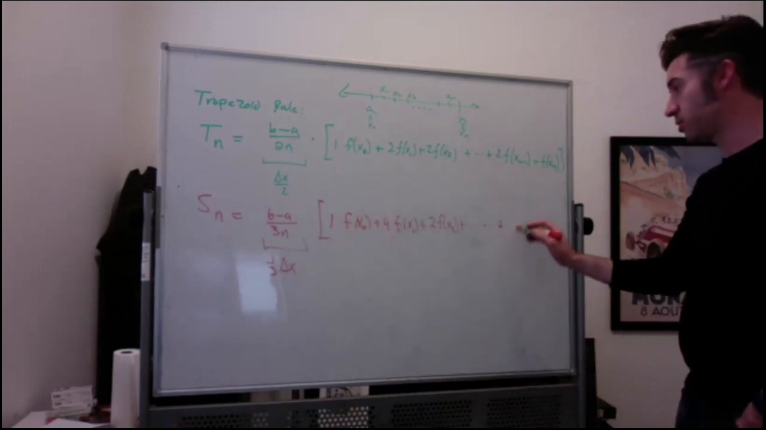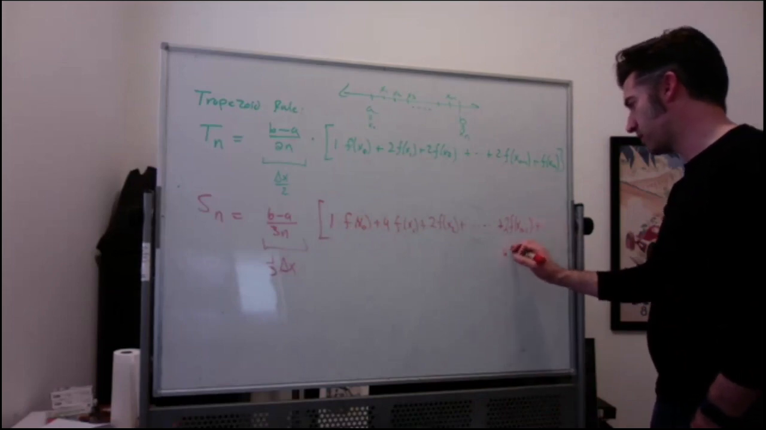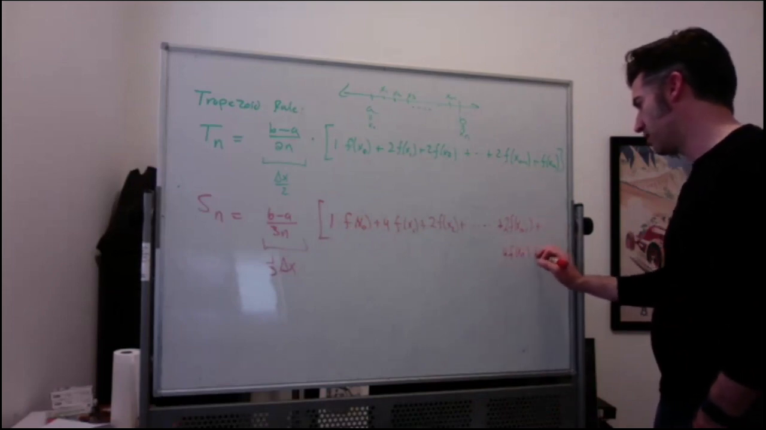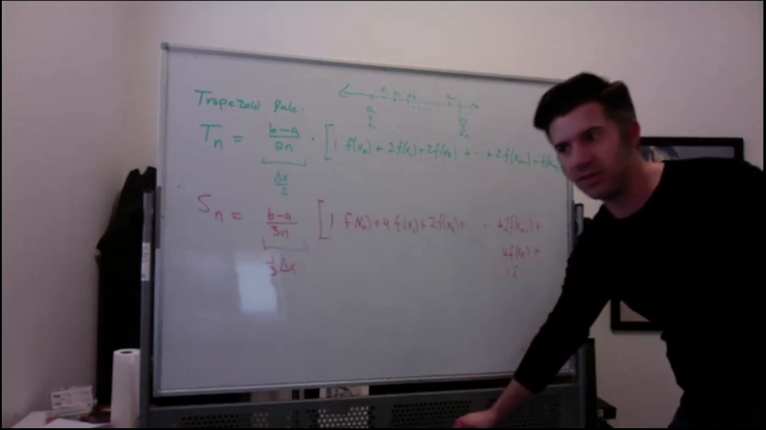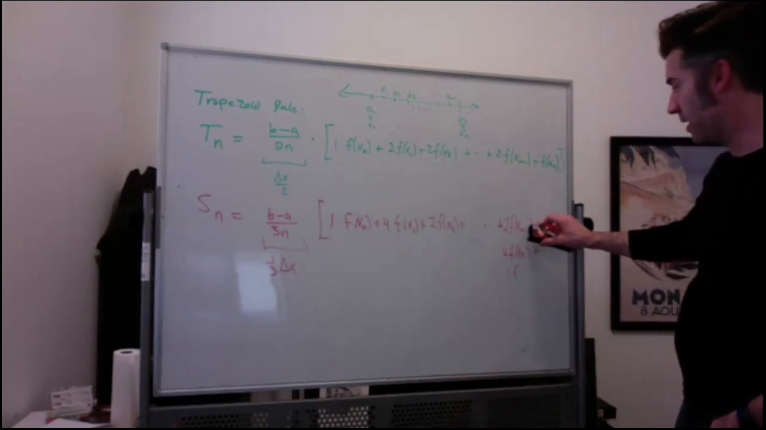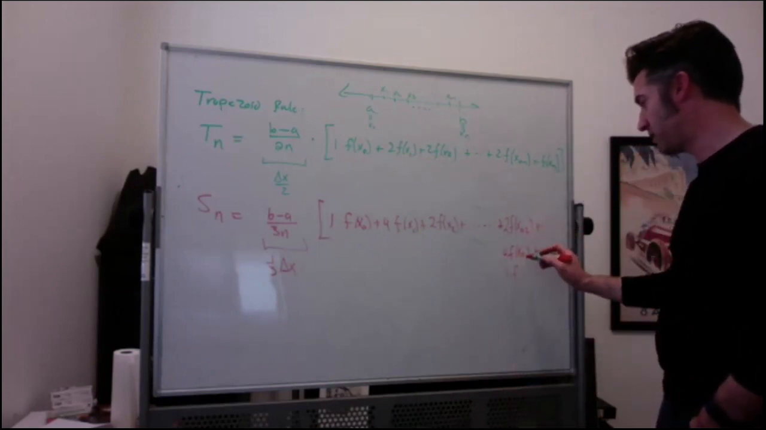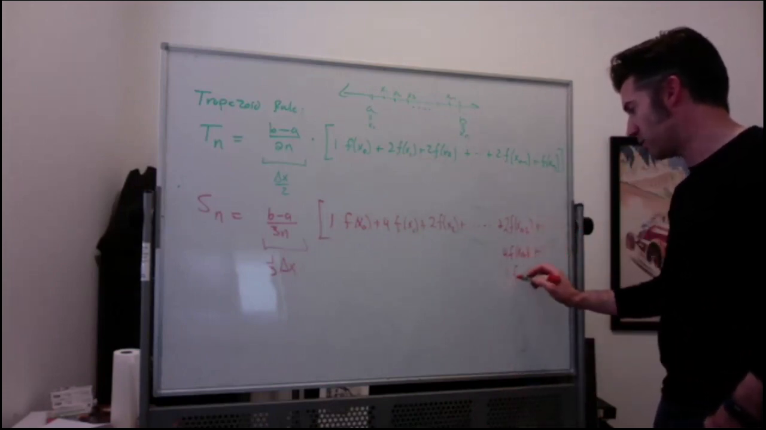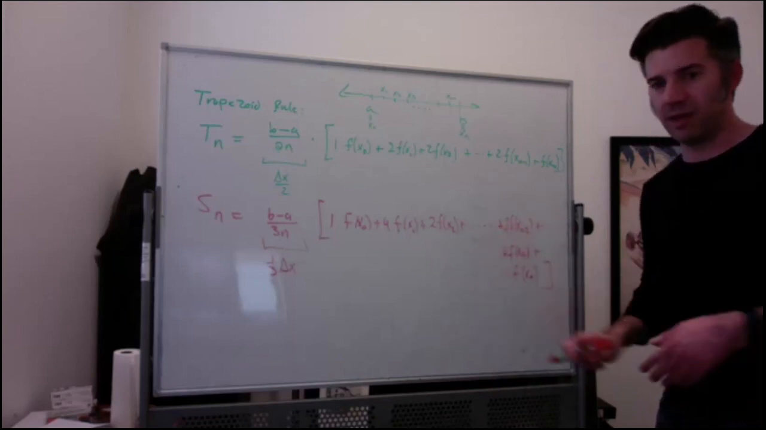So the last couple terms will be 2 times f of x sub n minus 2, 4 times f of x sub n minus 1, and the last one is 1 times f of x sub n.